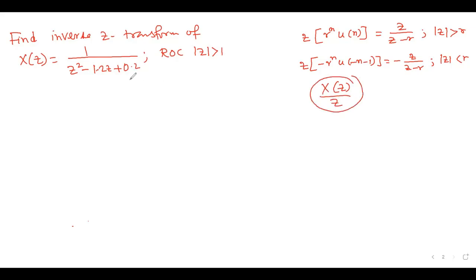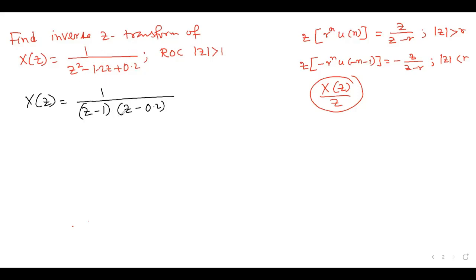Okay. So here X(z) is given. So find the partial fraction of X(z) by z. So write the partial fraction of the X(z) as the partial fraction of X(z) by z. Here X(z) is given, which is 1 by (z minus 1) into (z minus 0.2). All right.